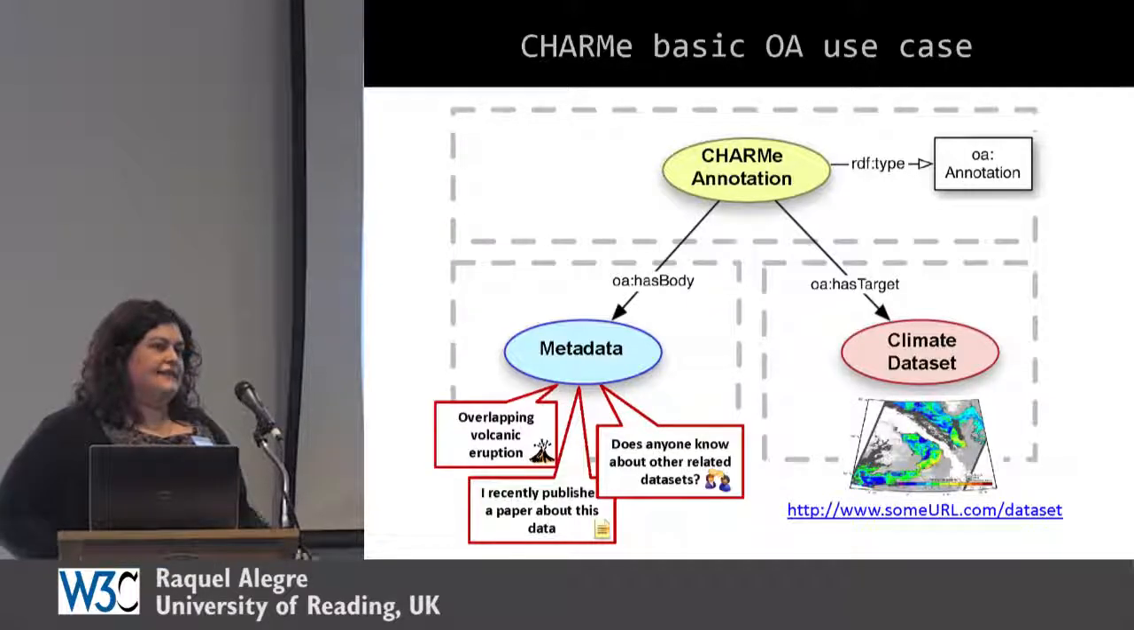If all these climate datasets live in a URL, it's very easy to use the Open Annotation model to link the metadata, like a user that found about a volcanic eruption that may affect the data. So they link it to a dataset, or maybe they want to share comments between them with the people they work with in other areas of the world.